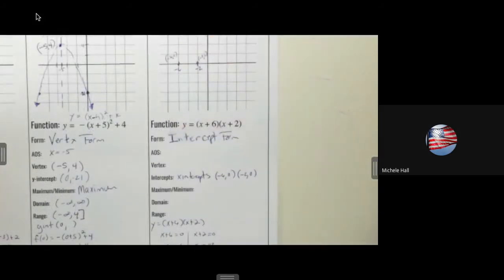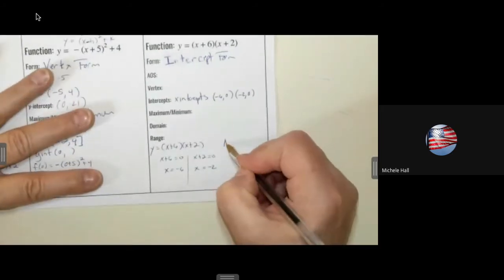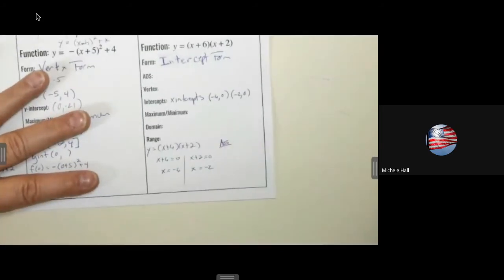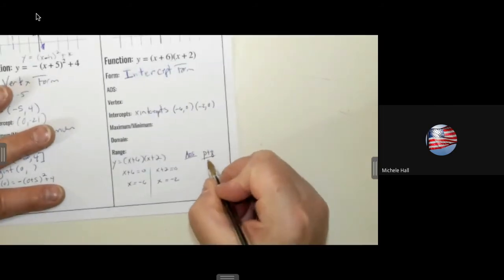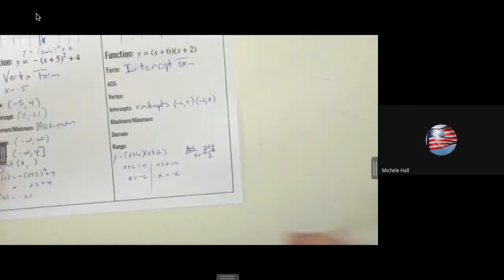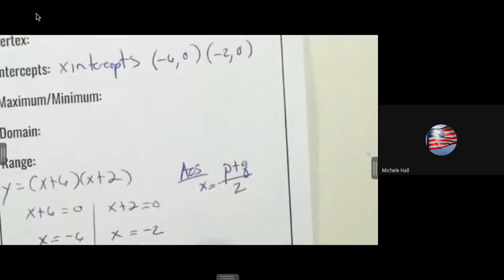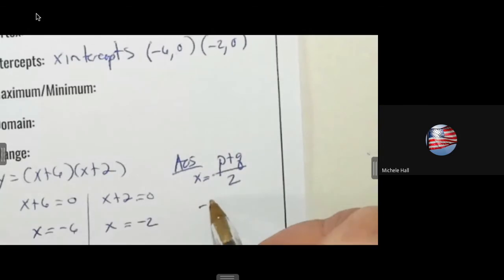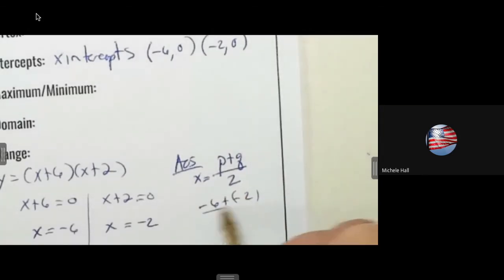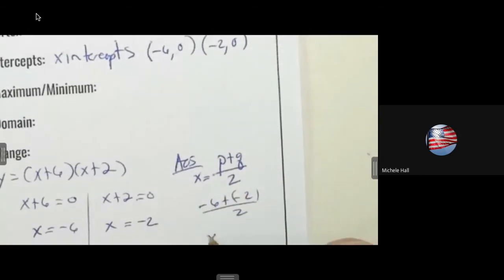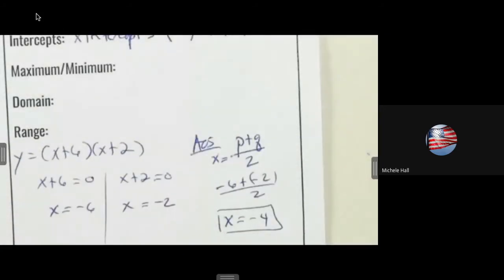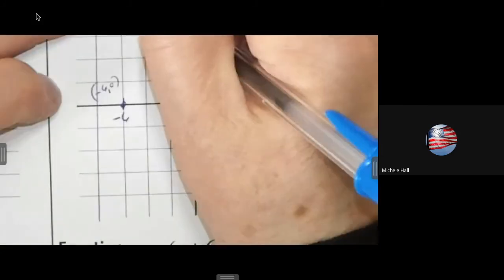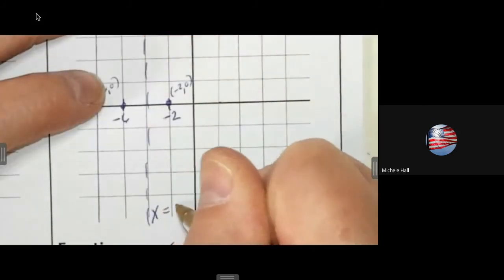What do you think is going to be halfway between those intercepts? The AOS is always halfway between. That's why when you do the AOS, does anybody know the formula for AOS right off the bat? What do you got, Leah? P plus Q divided by 2 equals the AOS this time. And P and Q are those factors. So that's negative 6 plus negative 2 divided by 2. Negative 8 divided by 2, we get x equals negative 4 for the AOS, which is exactly what we just predicted. I said, what's halfway between your intercepts? You said the AOS. Here's my AOS, x equals negative 4.